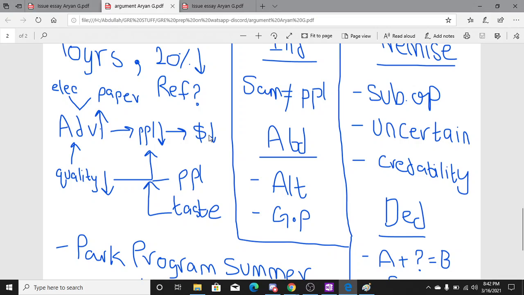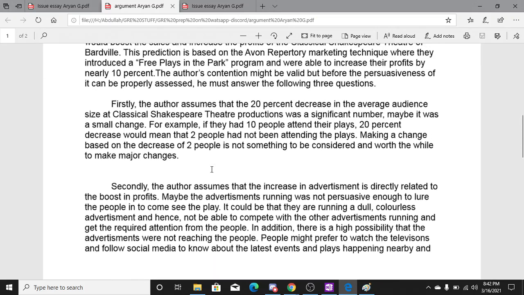Or maybe I could even say, what if the taste of the people has totally shifted, man, and they're just simply not into this stuff, and they probably prefer something else? And in 10 years' time, well, a lot can change, right? Maybe the new generations are simply not into this Shakespeare stuff, right? So again, a really crappy argument, in my opinion, okay?